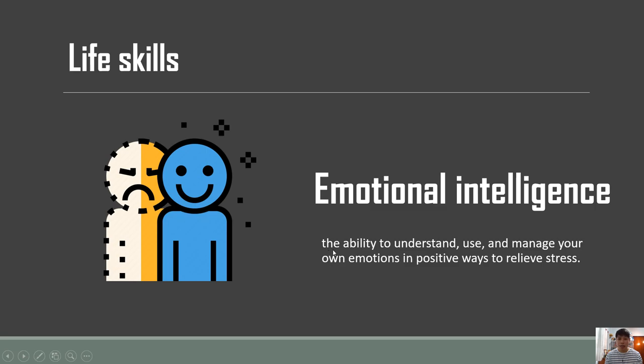Emotional intelligence means the ability to understand, use, and manage. You know the word manage? Manage means to deal with or to control your emotion in a positive way to relieve stress. So that means some people, when you have some problem, maybe with your friends or your family, and then when you come into class, you still feel bad with your friends or your family. However, you express that feeling to other people who don't know your problems. That means you lack emotional intelligence.